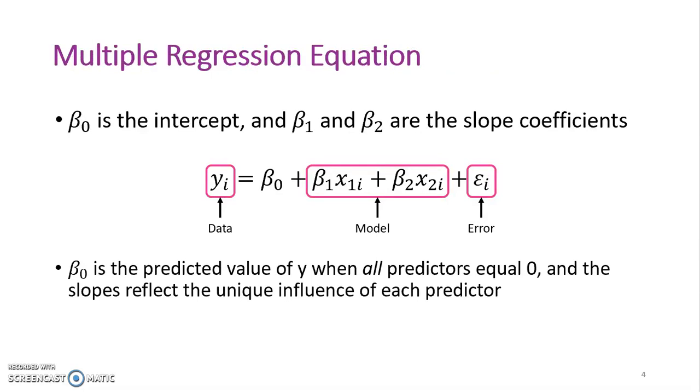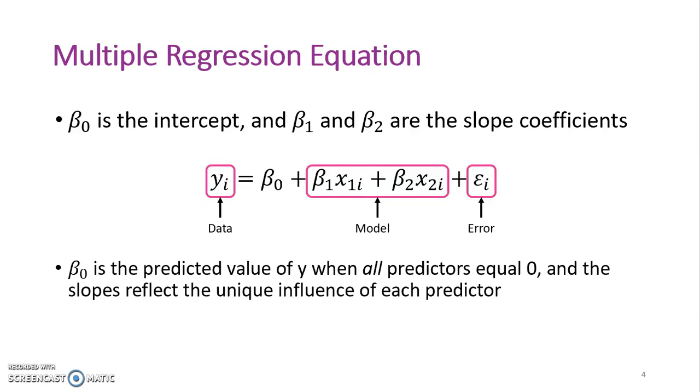This is what the multiple regression equation looks like. So you can see that it's an extension of the simple linear regression equation. We are incorporating an additional predictor into the equation, similarly to how we incorporated the first predictor.